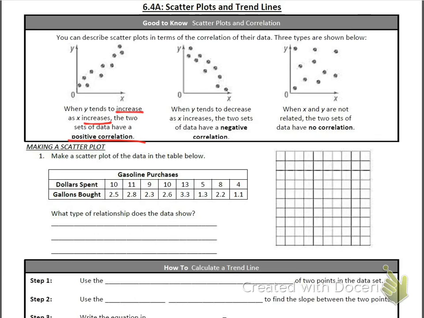Okay, and I already gave you an example of that. Your age and your weight tend to be positively correlated, especially from birth to about 18 years old, okay? Or another one would be your height and your weight. So taller people tend to weigh more because they have more body mass.